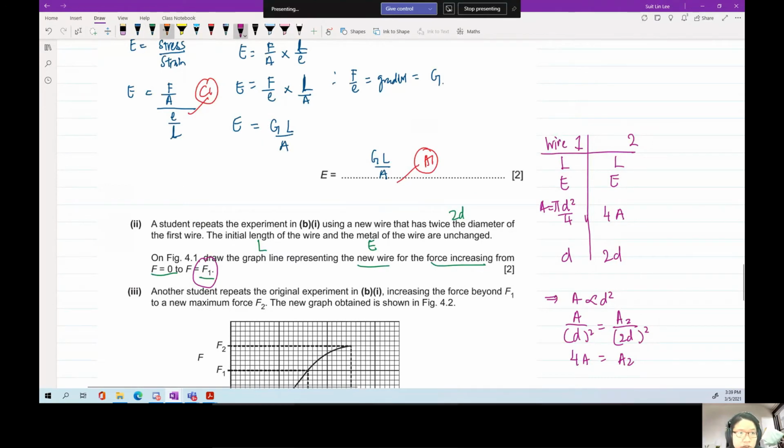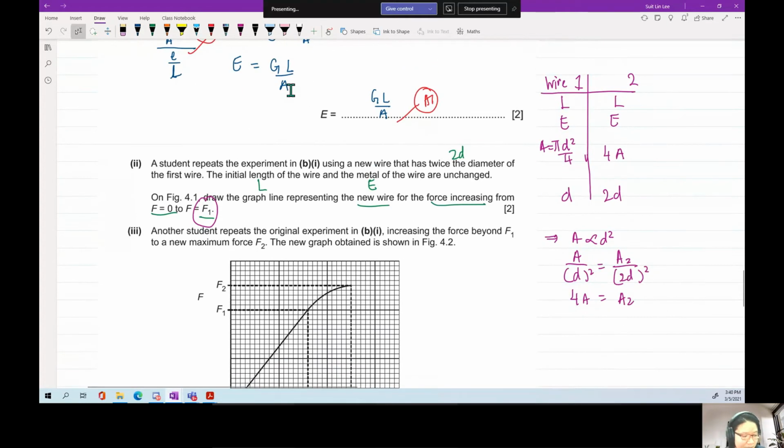E is equal to GL over A. This is constant. This is constant. So ratio is my best friend. G is proportional to A. So if A is 4 times, it means that the gradient will be 4 times. Is it 4 times? What do you think? Twice the diameter.